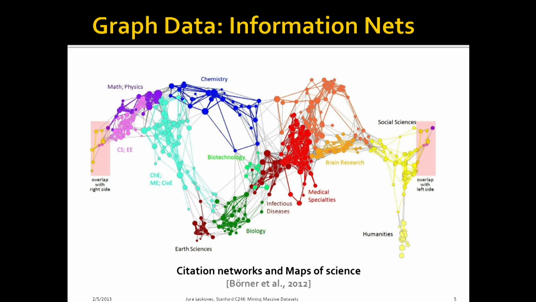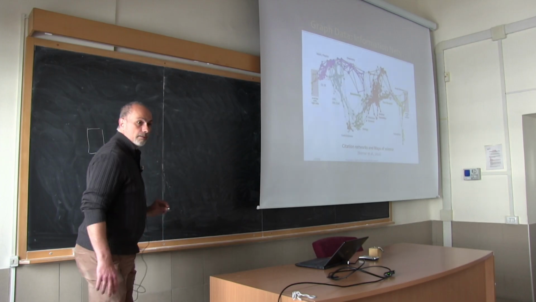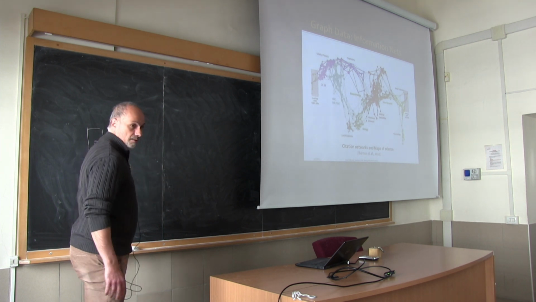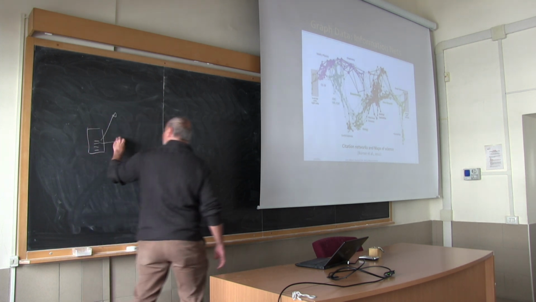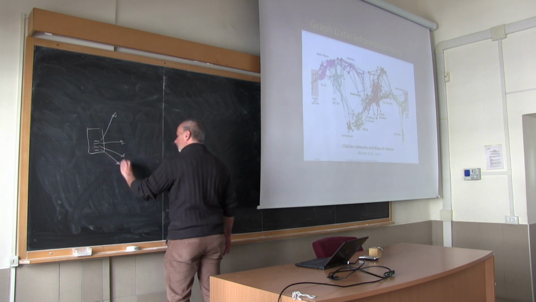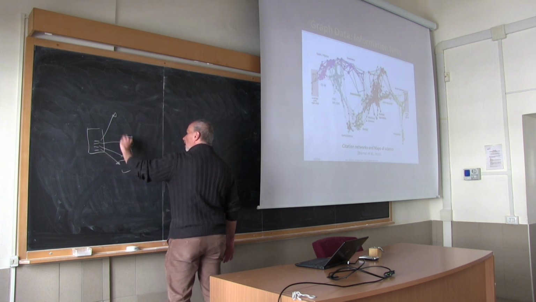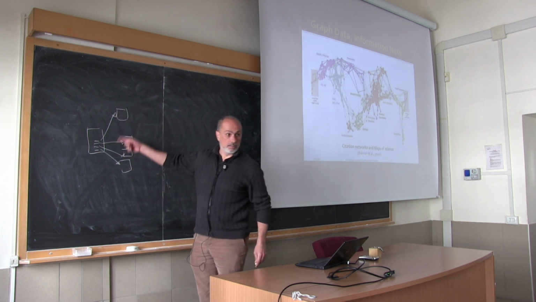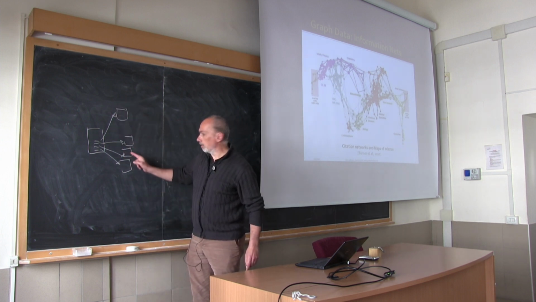Then, of course, you have information networks. And this is, for example, one case of a network which is derived from the data. For example, when I write an article, I normally cite other papers that are, in my opinion, relevant to the topic I'm studying. And if you think of it, if this is my paper, and this is the list of references, every reference can be regarded as a directed link, in this case, towards other papers.